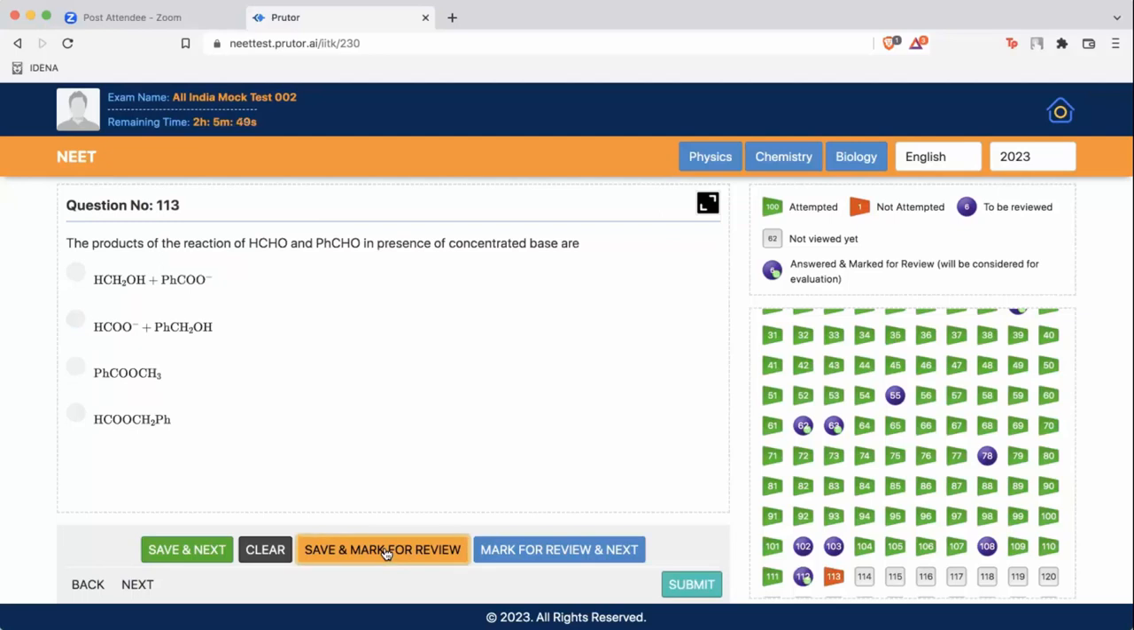The products of the reaction with concentrated B. So I have to see which one gets added on. I think your answer should be like HCO minus will get formed and that will attack, and the answer should be this CHCOCH. I don't remember the exact reaction mechanism. But HCO minus gets formed and it attacks here, converting this into CH2OH.